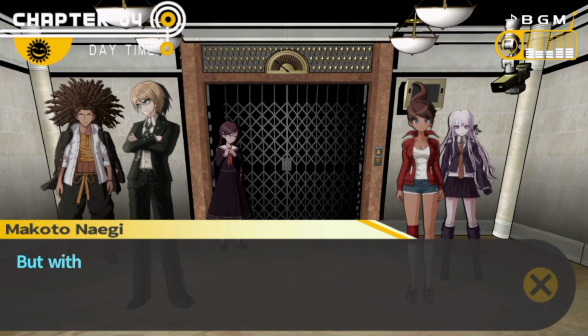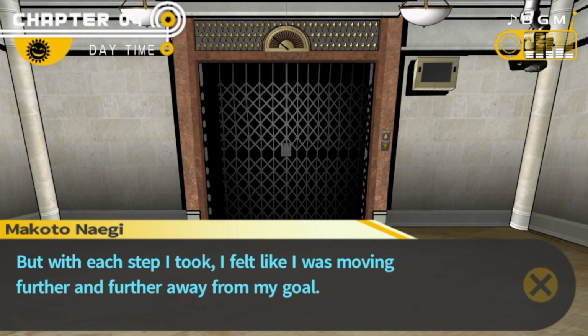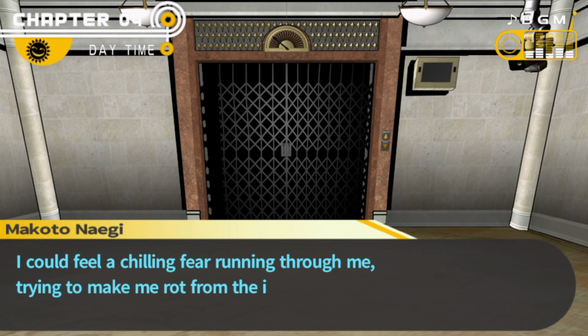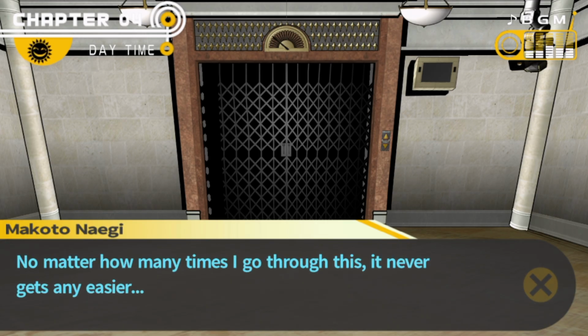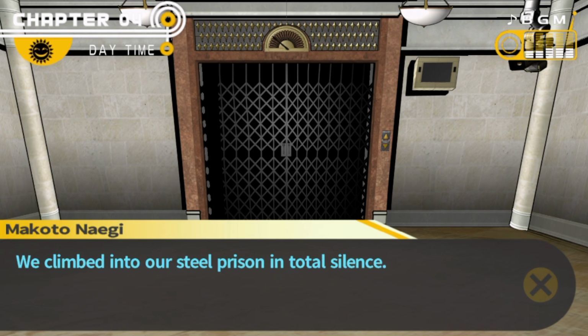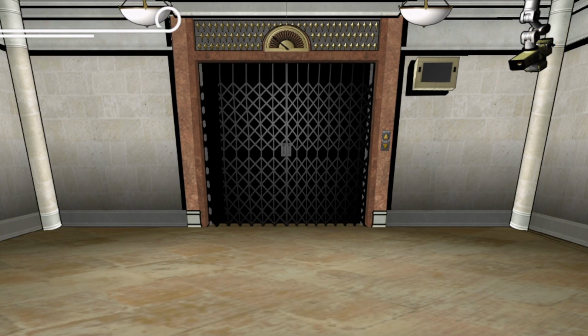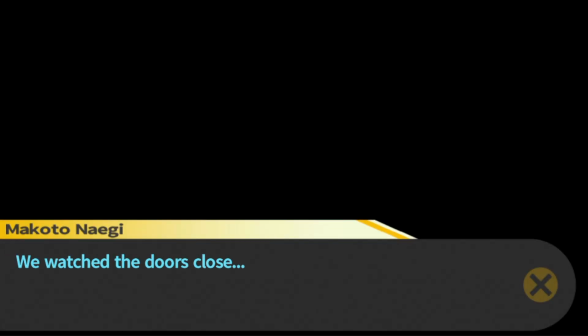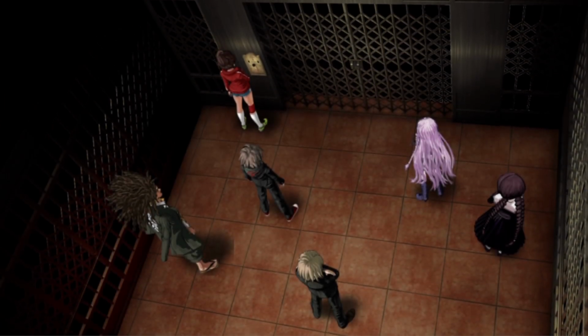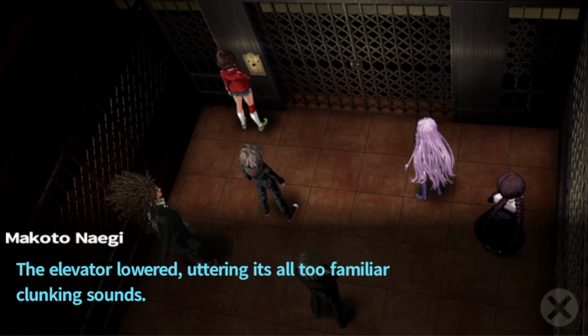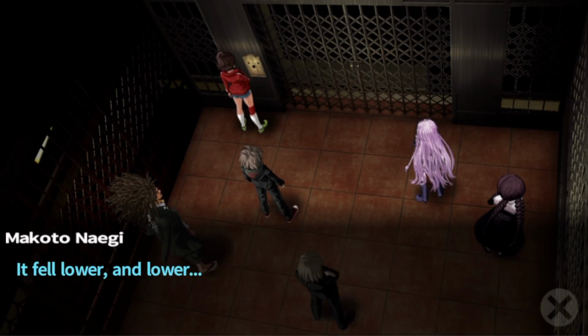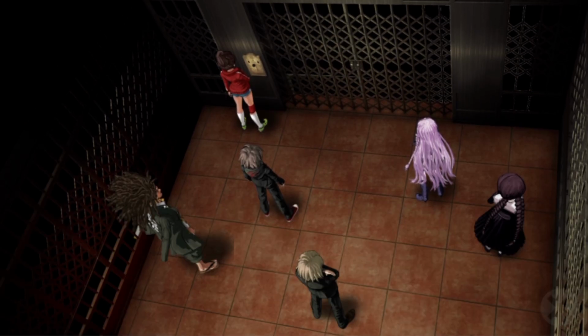I made my way to the elevator, but with each step I took, I felt like I was moving further and further away from my goal. I could feel a chilling fear running through me, trying to make me rot from the inside out. No matter how many times I go through this, it never gets any easier. We climbed into our steel prison in total silence. Watched the doors close and felt it begin its sinister descent. The elevator lowered, uttering its all too familiar clunking sounds. It fell lower and lower, and as suddenly as always, the ride was over. The doors opened once again.